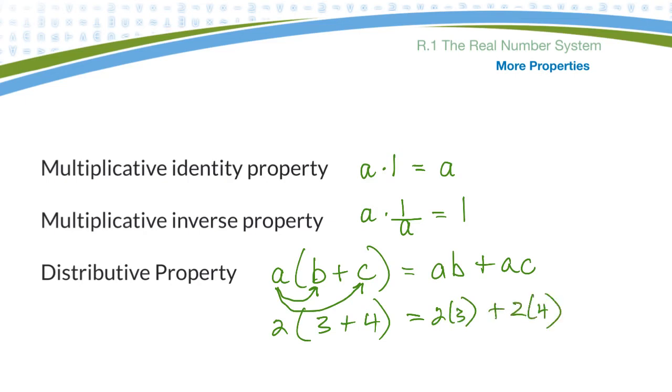Well, let's see what we get on this side. 3 plus 4 is 7, and 7 times 2 is 14 I get on this side. Let's see if we get that on this side. 2 times 3 is 6, 2 times 4 is 8. Sure enough, 6 plus 8 is 14. So that's a distributive property.